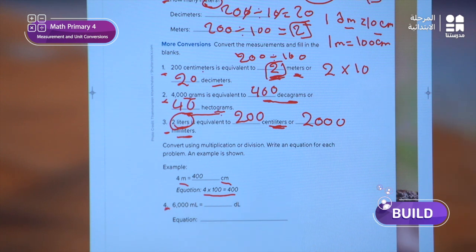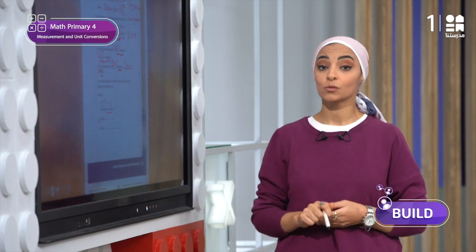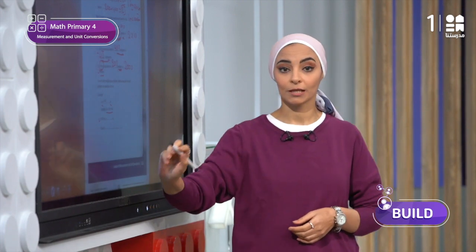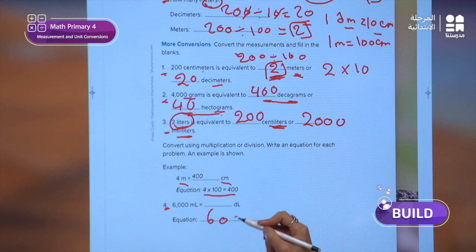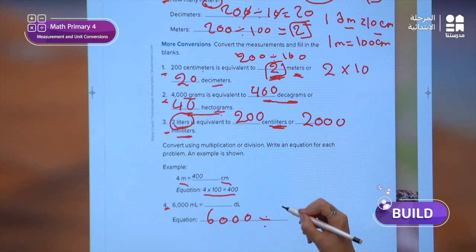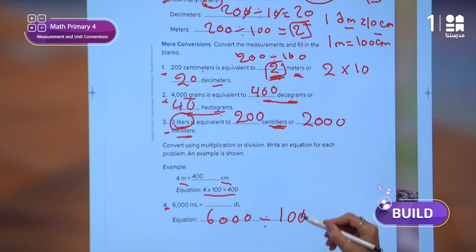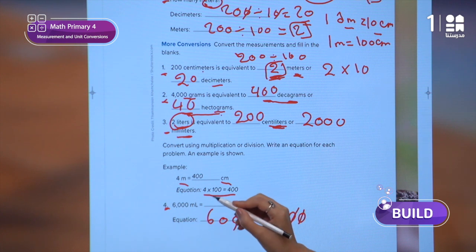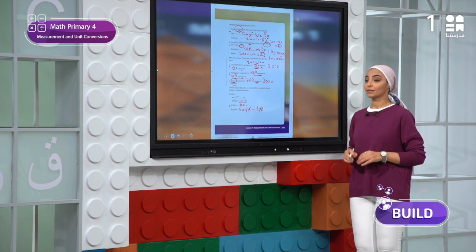Let's move to problem number 4. He asked me 6,000 millimeters equals how many deciliter? The equation is what? Yes, هكتب هنا الإيكويشن. الإيكويشن 6,000 وهكتب هعملها divide ولا times. Yes, I will make divided by 100. 6,000 divided by 100 هي دي الإيكويشن بتاعتي. The answer is cross 2 zeros. يبقى the answer is 60 deciliter. Same thing in this example.